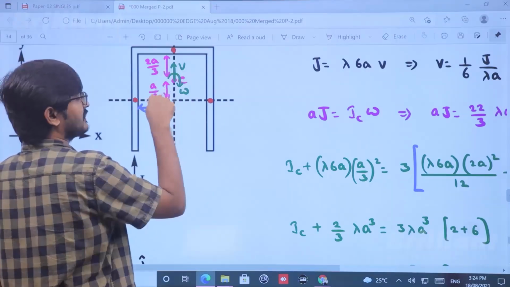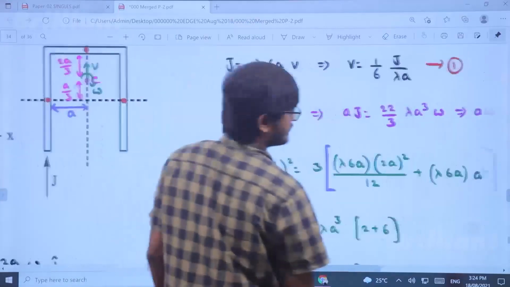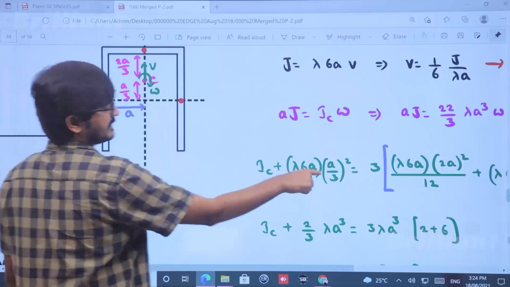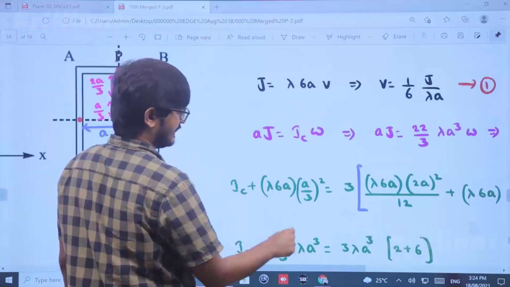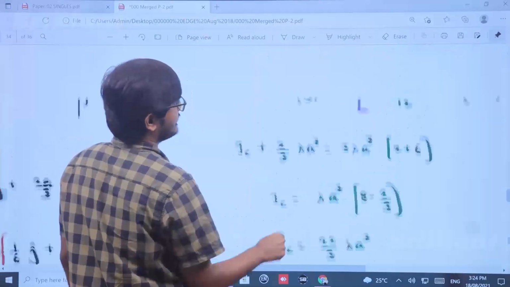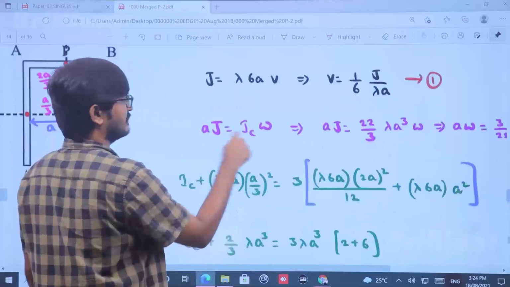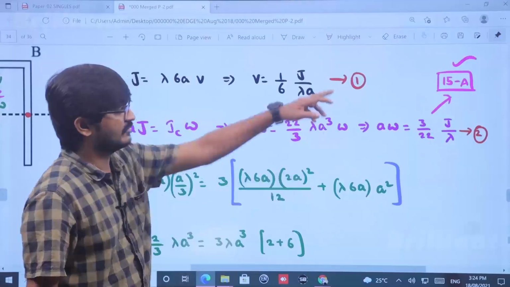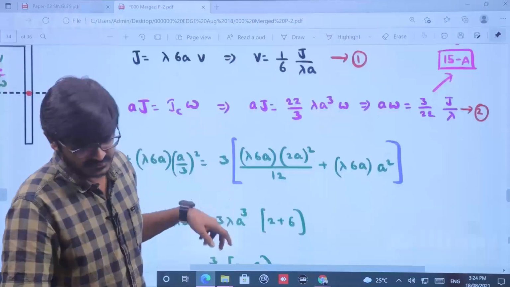So moment of inertia of the system about this axis is this much, which you can write as IC plus m into a by 3 square. From here I can calculate IC and substitute that IC back. Angular impulse equals IC into omega, I just substitute, then I will be getting the required omega. That will give me the answer for the 15th question.